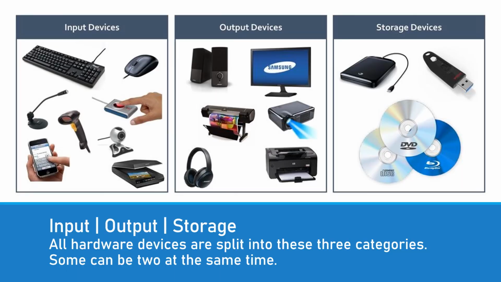Hardware devices can be categorized in three different ways: input devices, output devices, and storage devices. Each of these hardware components has a certain job. Depending on that job, it will fit into one or sometimes two of these categories.